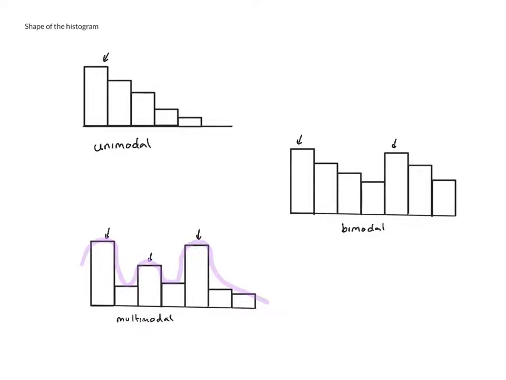So 1 peak, unimodal; 2 peaks, bimodal; 3 or more peaks, we'll call it multimodal. And as a reminder, these peaks don't have to be the same height. All we're talking about is the general shape. Here, I hit 1 peak and go down. Here, I hit a peak, go down, hit our peak, go down, so 2. And down here, multimodal, because there are 3 peaks I hit.